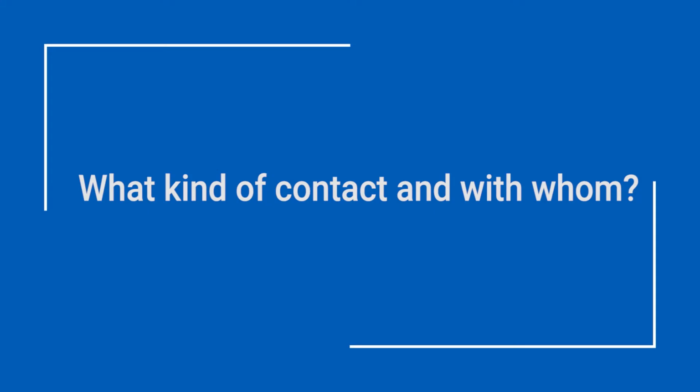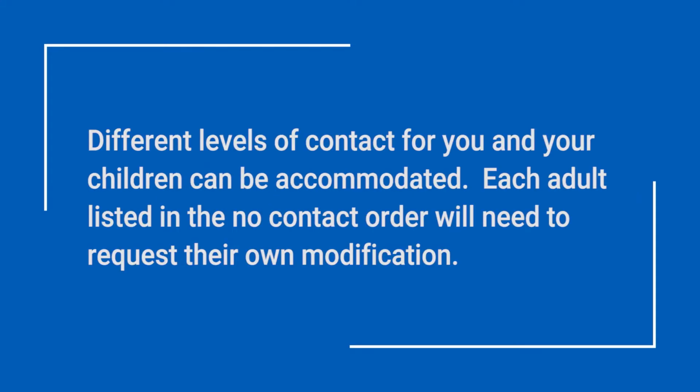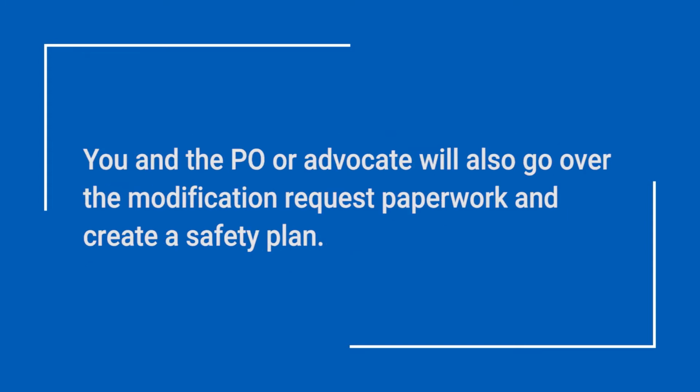During that meeting, you and an advocate or a PO will discuss what kind of contact you are requesting and for which protected person. Some no contact orders protect multiple people. Different levels of contact for you and your children can be accommodated. Each adult listed in the no contact order will need to request their own modification. You and the PO or advocate will also go over the modification request paperwork and create a safety plan.